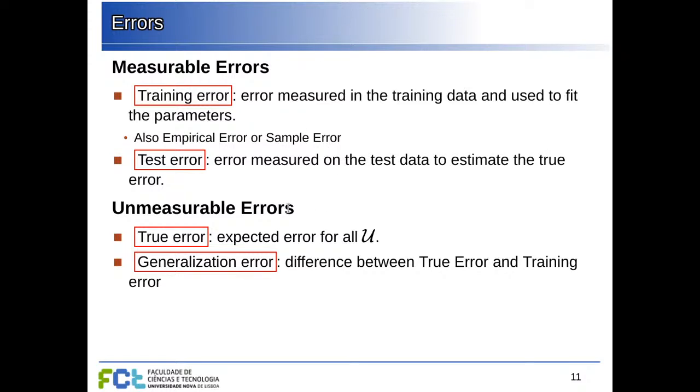Now, errors that we cannot measure are the true error. We cannot measure the true error, only estimate it based on these samples. And the generalization error, which is the difference between the training error and the true error. So it's the error that our hypothesis is making when we jump from the data that was used to train the hypothesis to examples outside that data.